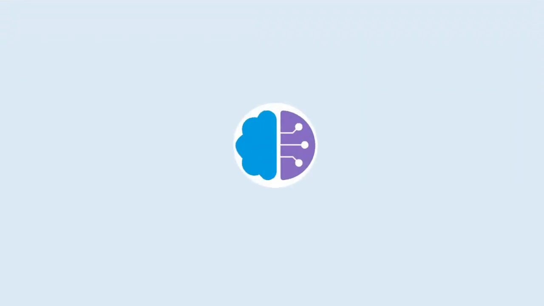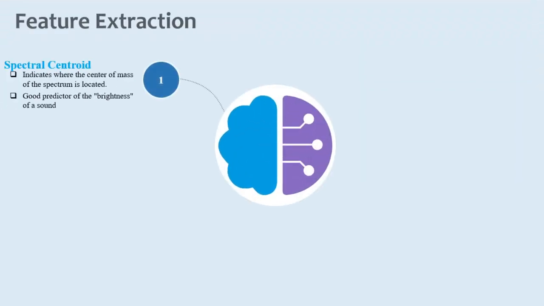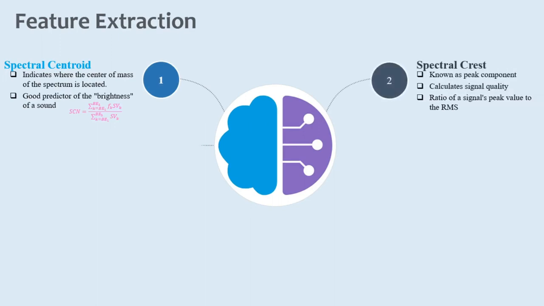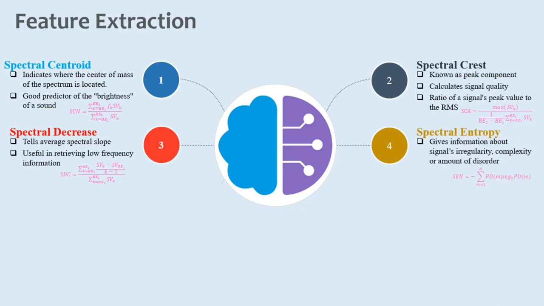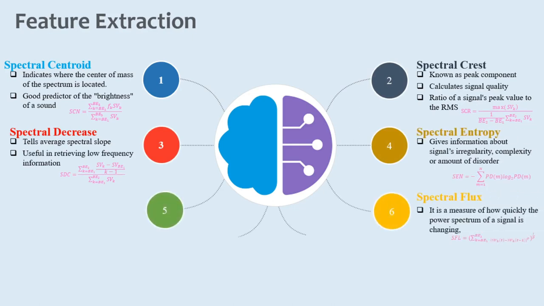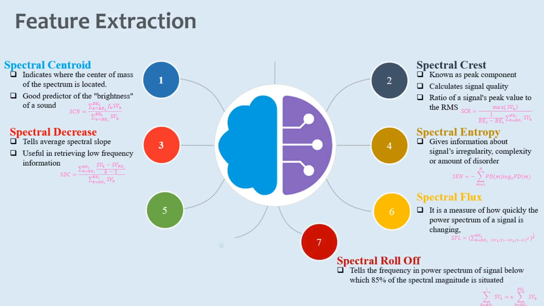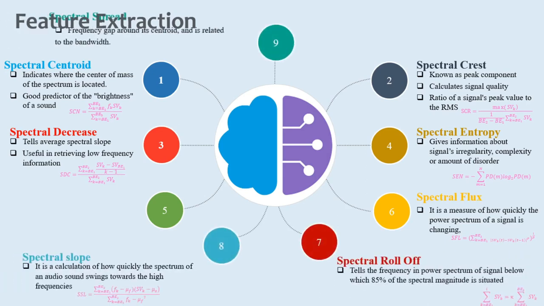Feature extraction. Now we take this preprocessed signal to the next step, that is feature extraction. For this step, I use spectral centroid, spectral crest, spectral decrease, spectral entropy, spectral flatness, spectral flux, spectral roll-off point, spectral slope, and spectral spread. The definitions and formulas for all these features are listed in this slide.